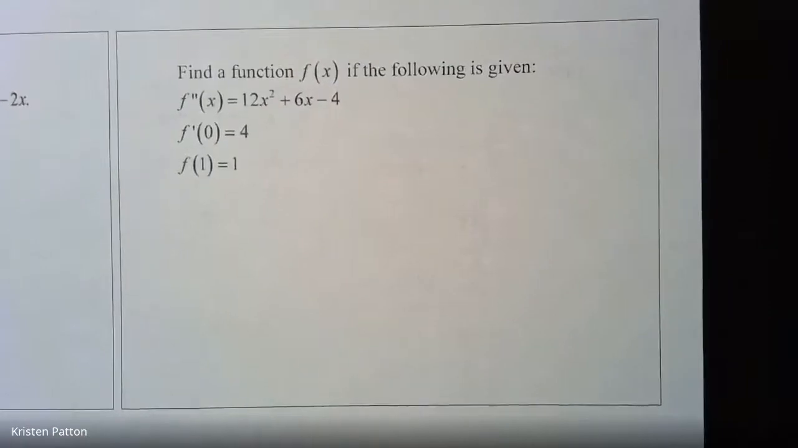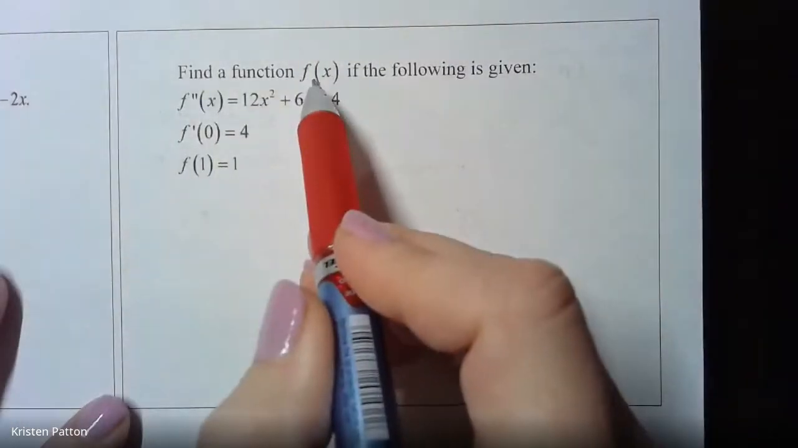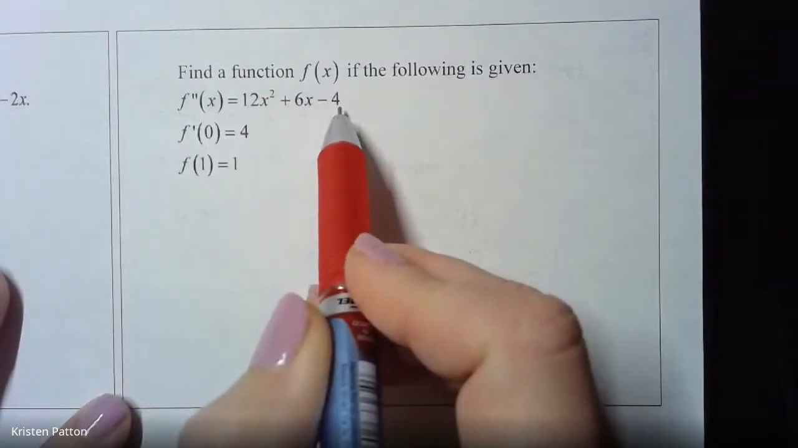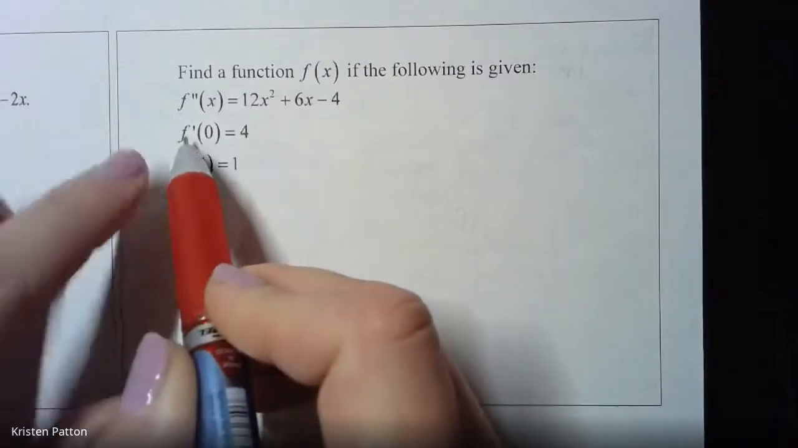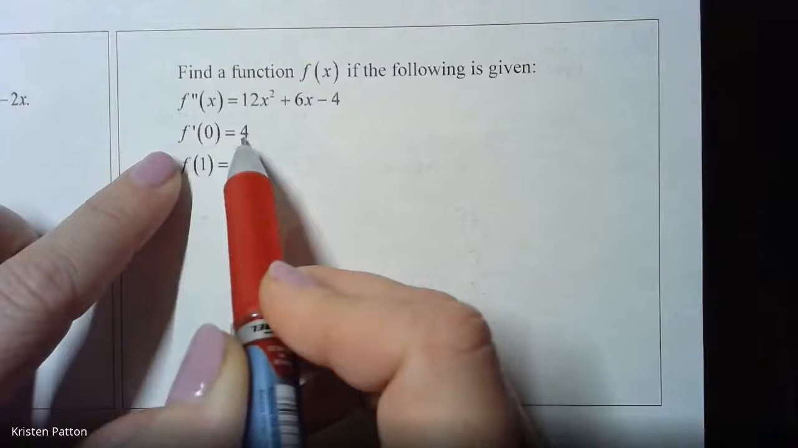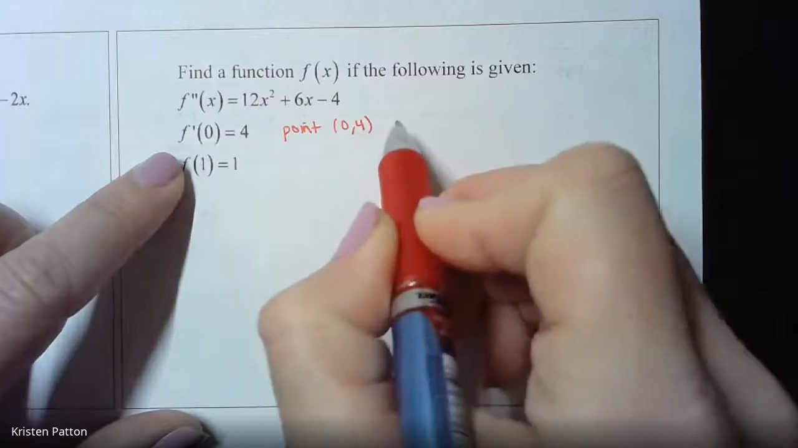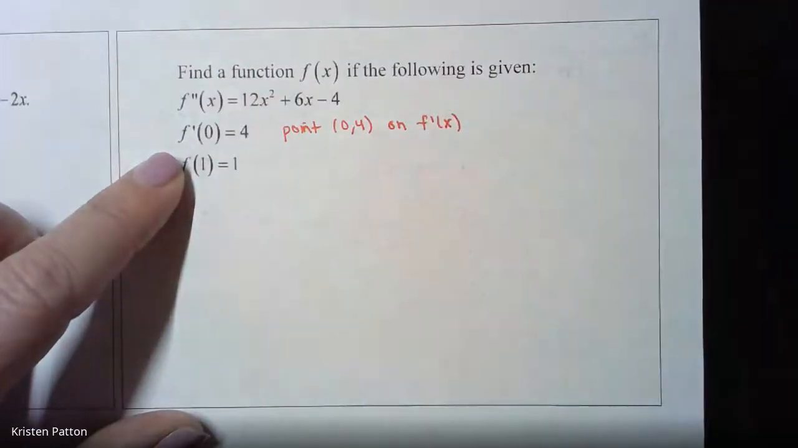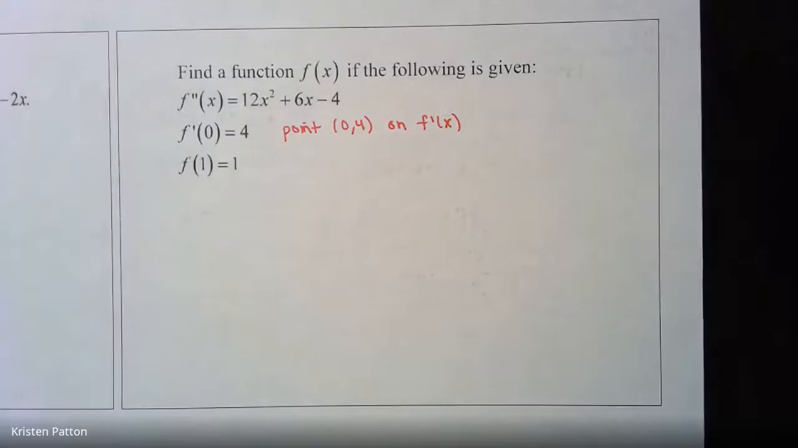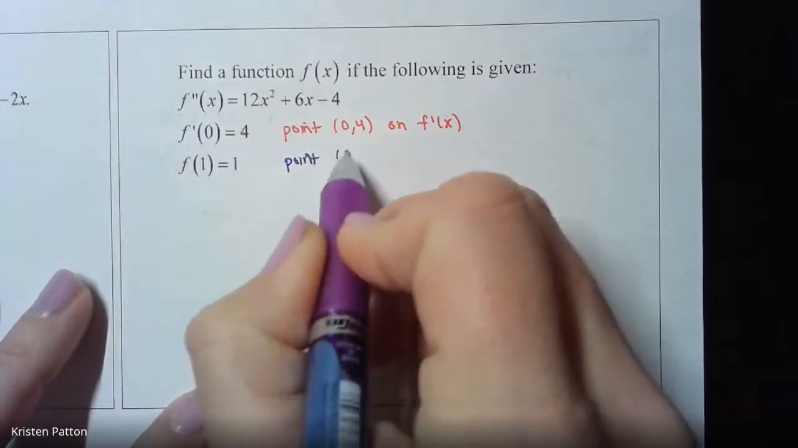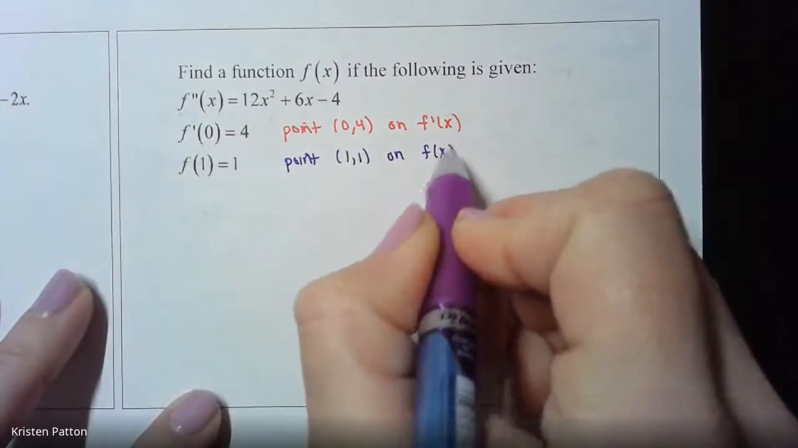All right. It says find a function f of x if we know these 3 pieces of information. They're giving us the second derivative equation. Then they said f prime of 0 equals 4. They're giving us a point on the first derivative, aren't they? f prime of 0 equals 4. The first derivative is 4 at 0. And then they said f of 1 equals 1. Well, they're giving us the point (1, 1) on the original function.